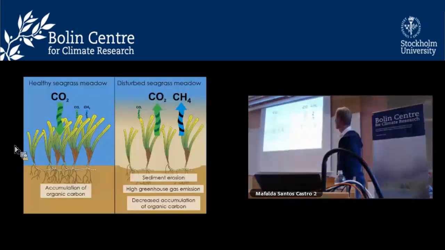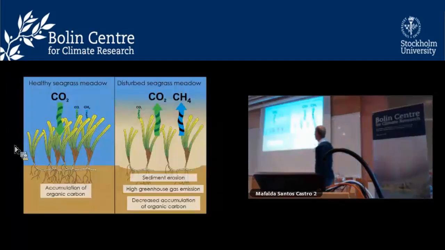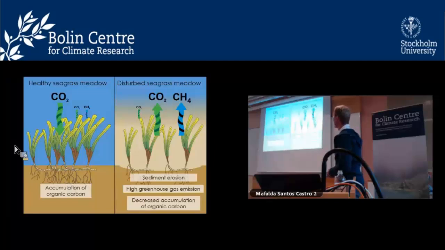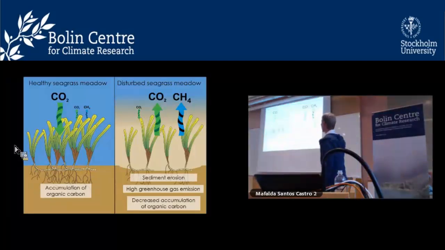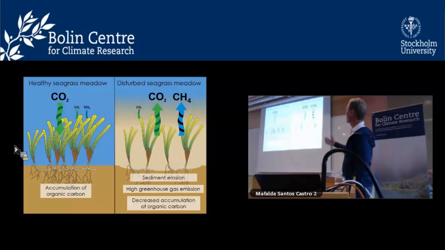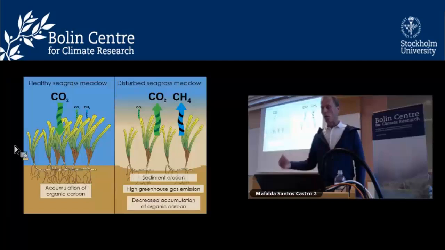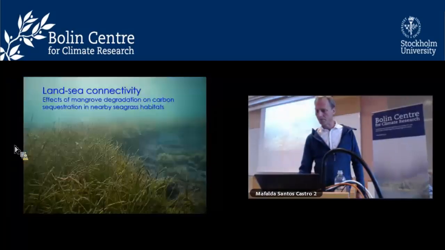And also we could see that there was a decreased accumulation of organic carbon in the seagrass. It was related to many processes. Sediment erosion was one of the effects of the disturbance and so on. I just wanted to give you some parts of this, and you can see that it turns to actually get more carbon dioxide and carbon in different forms out of the system.